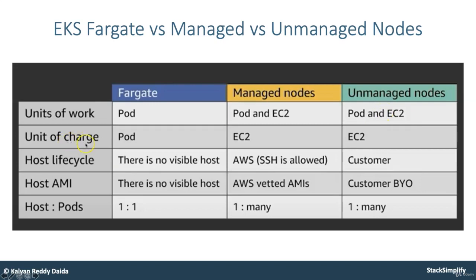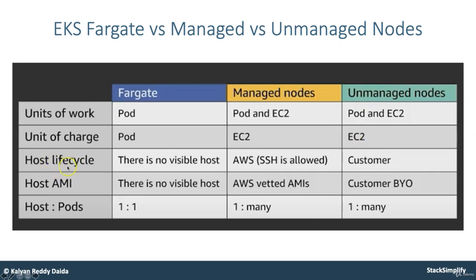And units of charge means how the billing happens. Here in Fargate it is going to be pods. So when you are dealing with multi-tenancy environments and you want to charge specific clients per pod, meaning they have a few pods running and you want to charge for them, this is a good option for us. In managed nodes, the charging is based on the number of EC2 worker nodes. In unmanaged also it's the same.